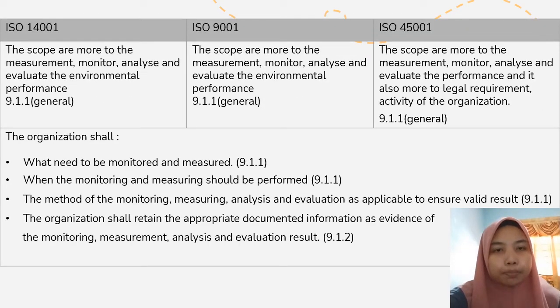We will go to clause 9.1.1, which is general. Okay, for ISO 14001 and ISO 9001, they are the same, in which the scope is more on measuring, monitoring, analyzing, and evaluating the performance. While for ISO 45001, they have an additional one on legal requirements and activities of the organization. Okay, for the similarity, first we need to know what needs to be monitored and measured, and where it should be performed, and what method we use to monitor, measure, analyze, and evaluate to make sure the results are valid, and also the organization shall retain appropriate documented information as evidence of the monitoring, measurement, analysis, and evaluation results.